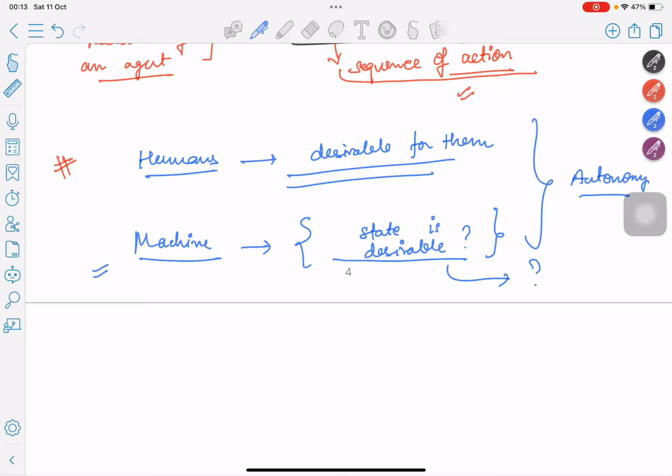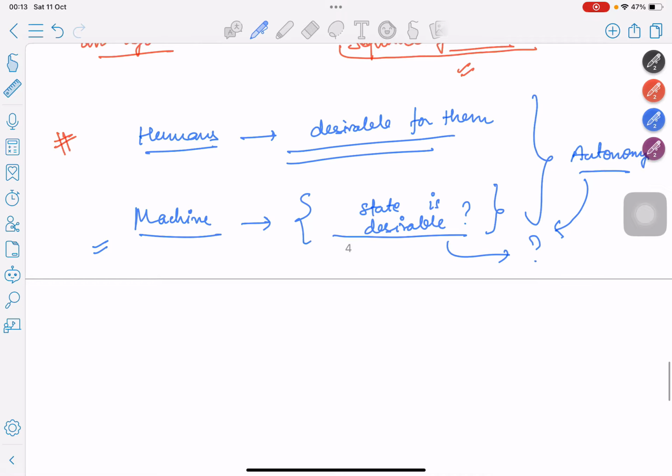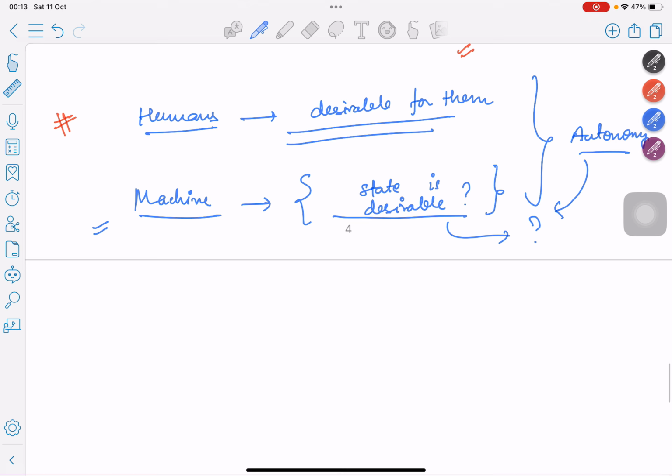So here the autonomy is, we can say it's an autonomous AI agent. But again, that autonomy comes when a designer has put a particular performance measure in the machine. That's how humans and machines differ.